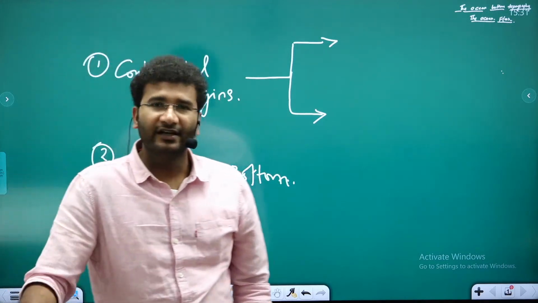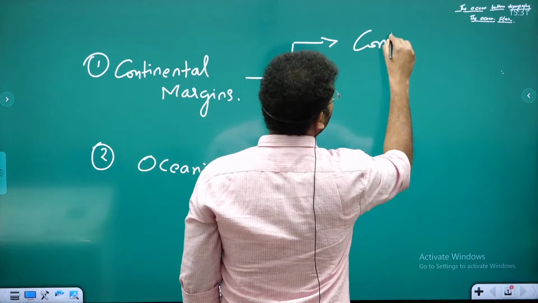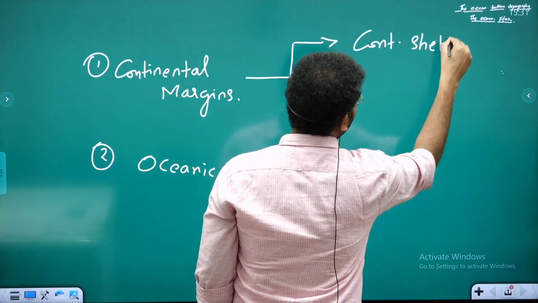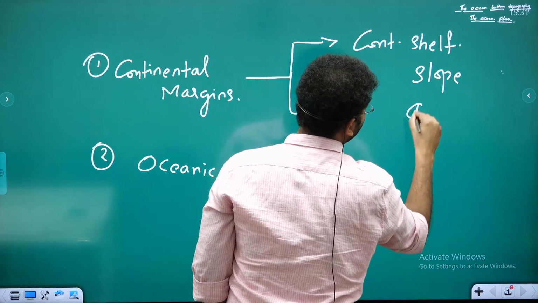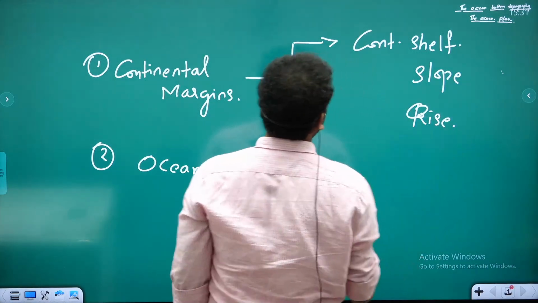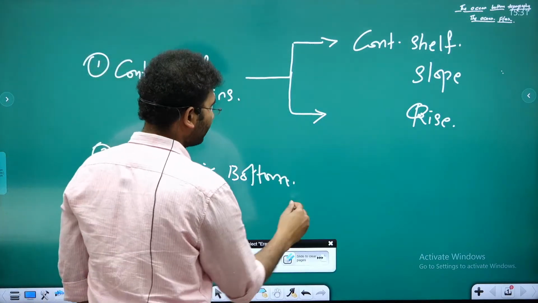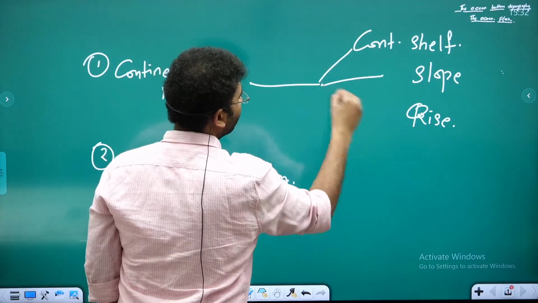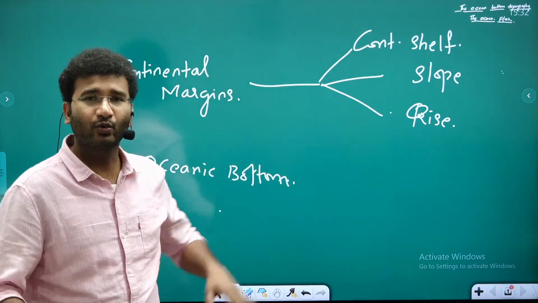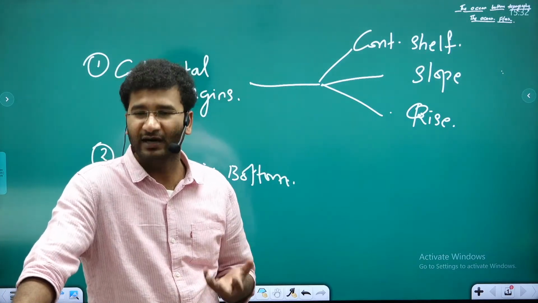They can be studied under the concept of continental shelf, continental slope, continental rise, right? So continental margins are studied under this broad category. Now, there can be two different types of continental margins, or oceanic margins.